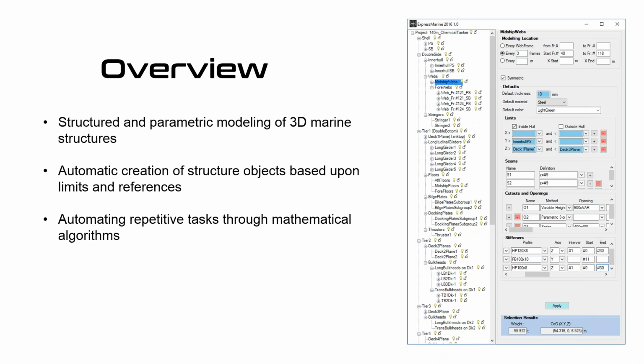We have automatic creation of structure objects based upon limits and references, and we have highly automated repetitive tasks through mathematical algorithms. For example, you can define how to spread out a set of floors within the limits of the hull and the tank top, and also by applying stiffeners, cutouts, and openings definitions to these floors.